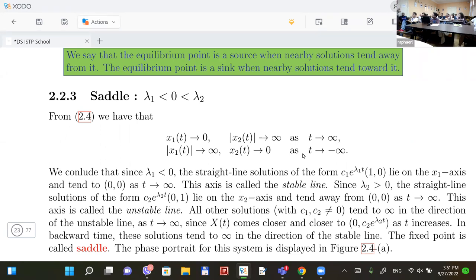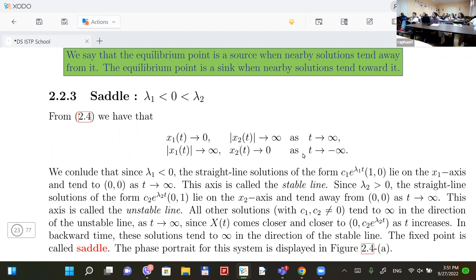But what about the rest of the trajectories? If you start from the axis, you will either approach the origin if you're on the stable axis, or move away from the origin if you're on the unstable axis. But what if you start from any point in the first quadrant? We will not reach the origin. You will go first parallel and then the trajectory will curve.